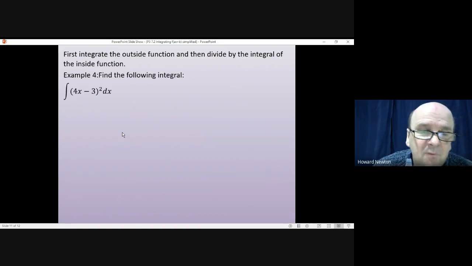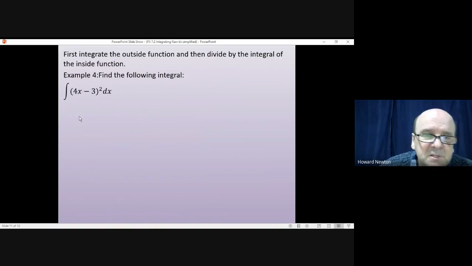Okay, example 4, a slightly different type of question. We've got the integral of 4x minus 3 squared. The squared is the outside function. So you'll need to integrate the squared first, and then divide your answer by the differential of 4x minus 3. Have a go, pause the video, and come back to me when you're ready.